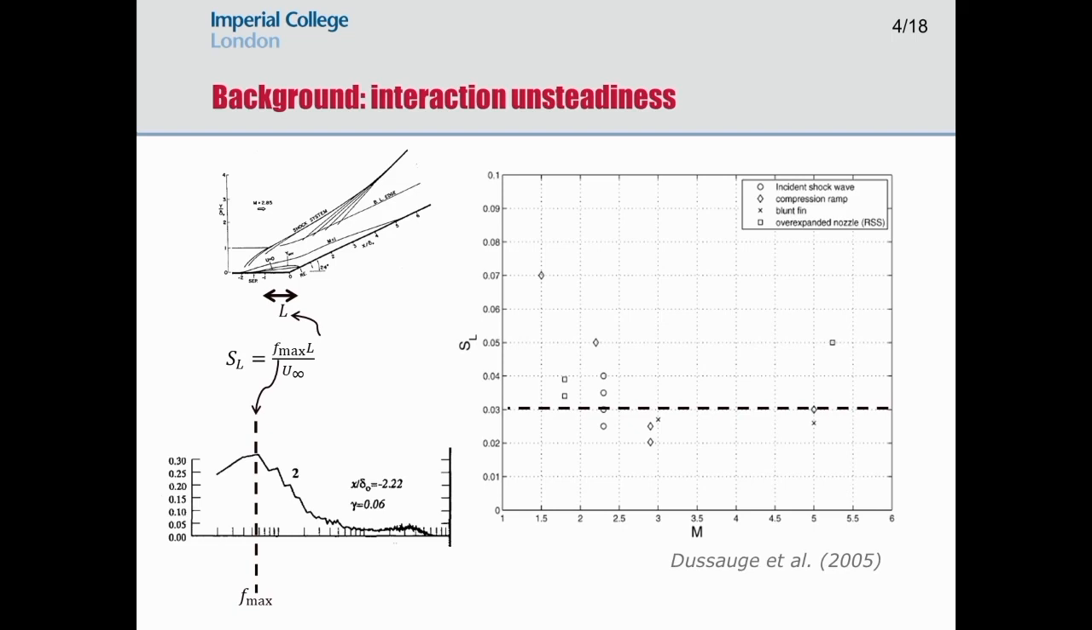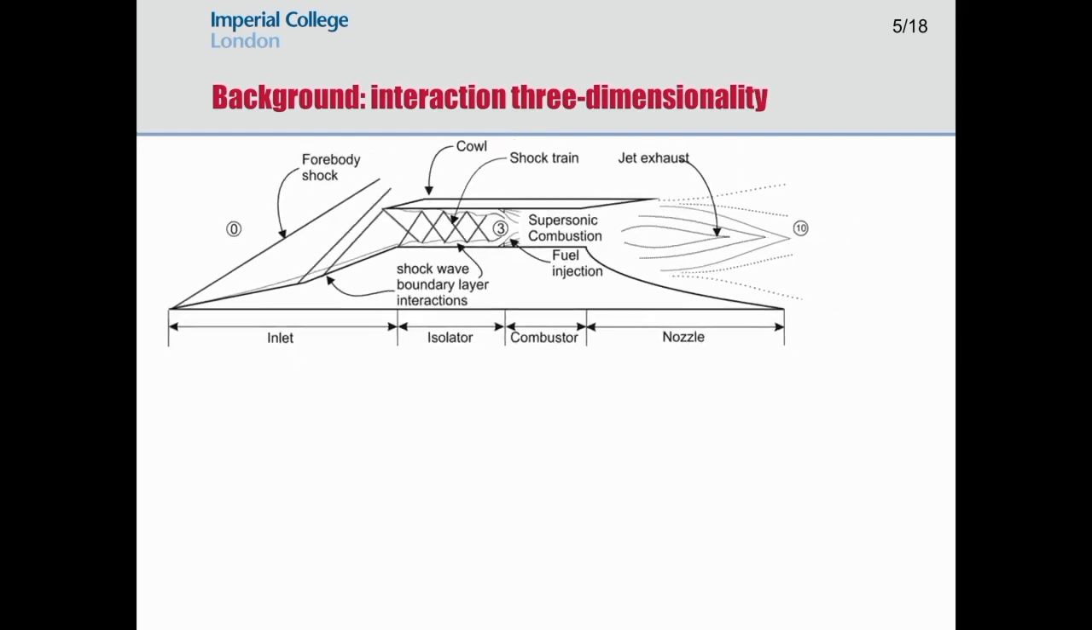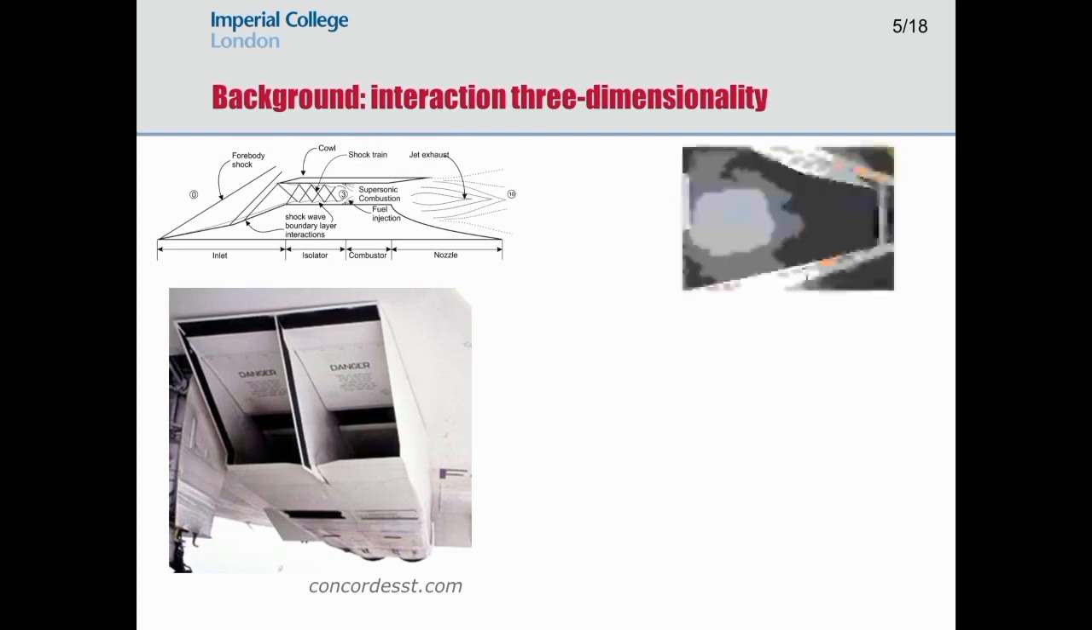So one possible reason for this spread is because we tend not to account for the three dimensionality of interactions when we're studying them. So that 2D engine intake that I showed earlier is in fact usually part of a large square intake. So for example, this is the Concorde engine intake. Experiments are typically conducted in a square duct with a wedge. This is our wind tunnel, for example.